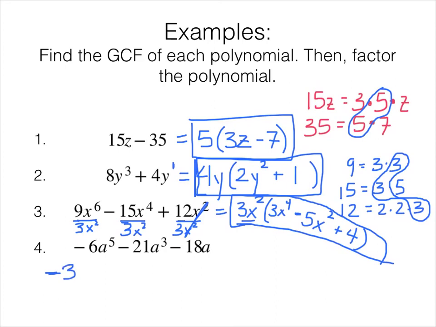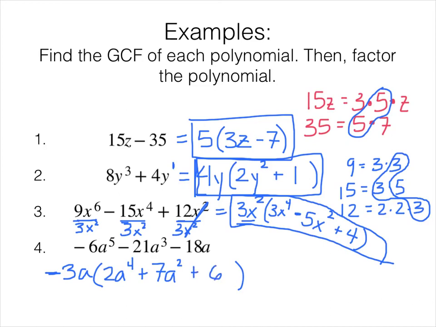Smallest exponent, smallest power of a they have in common is just a to the 1st. So take a second and divide that out and write what you have left inside the parentheses. What did you get? Hopefully you got 2a to the 4th plus, notice we're factoring out a negative, so this is a plus, 7a squared plus 18 over 3, 6. a over a cancels.